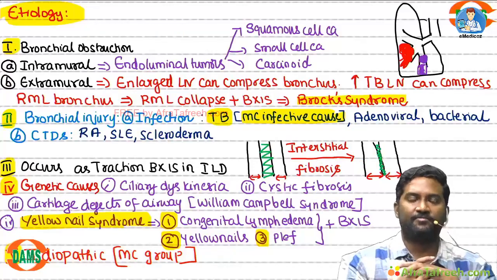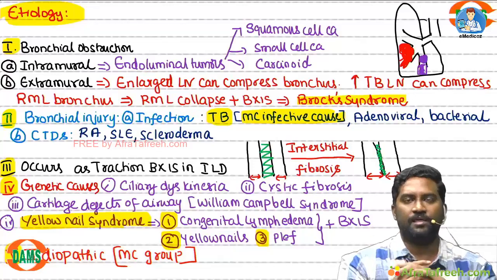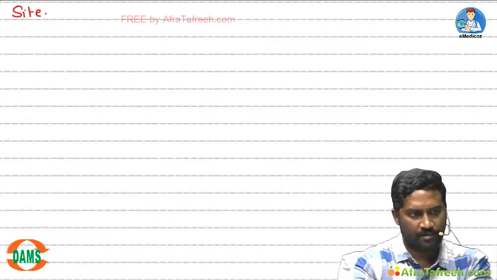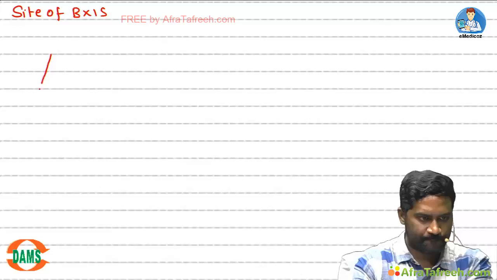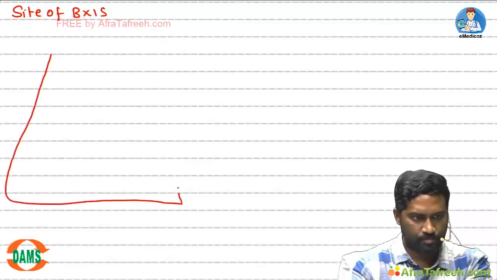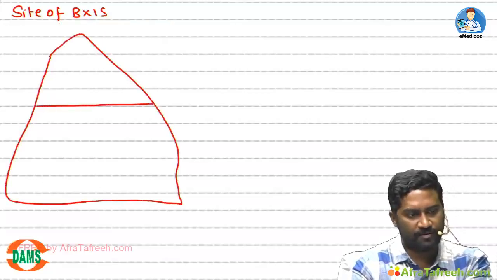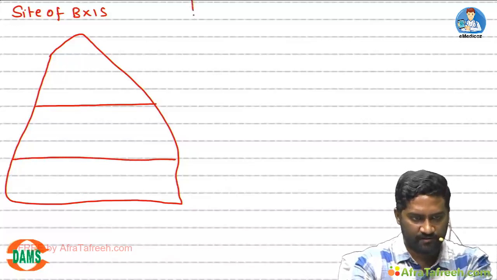Let us see the site of bronchiectasis. This is based on observation from multiple studies. No specific mechanism is involved. They will ask you in your exam what are the causes of upper zone bronchiectasis, mid zone bronchiectasis, lower zone bronchiectasis. Write down the site of bronchiectasis. Let us say this is the lung.